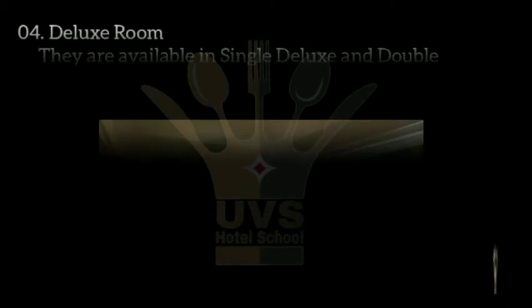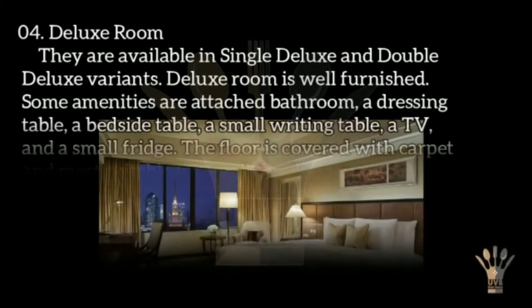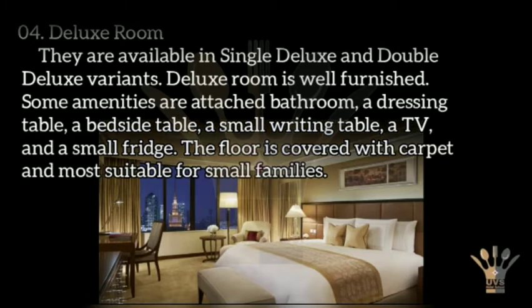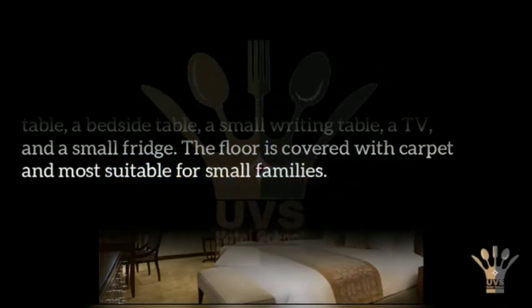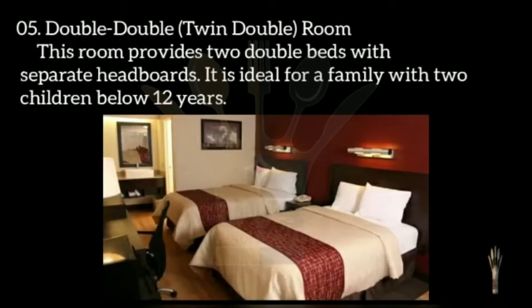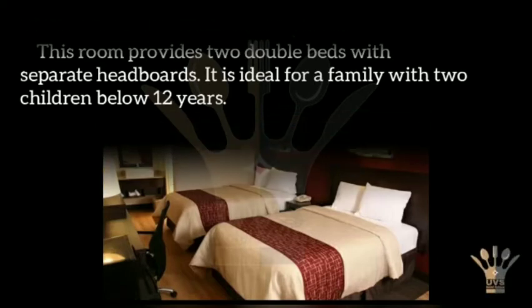3. Deluxe room. They are available in single deluxe and double deluxe variants. Deluxe room is well furnished. Some amenities are an attached bathroom, a dressing table, a bedside table, a small writing table, a TV, and a small fridge. The floor is covered with carpet and most suitable for small families. 4. Double-double room. This room provides 2 double beds with separate headboards. It is ideal for a family with 2 children below 12 years.